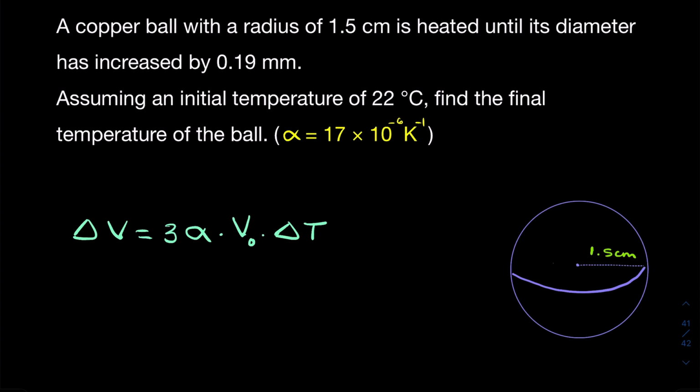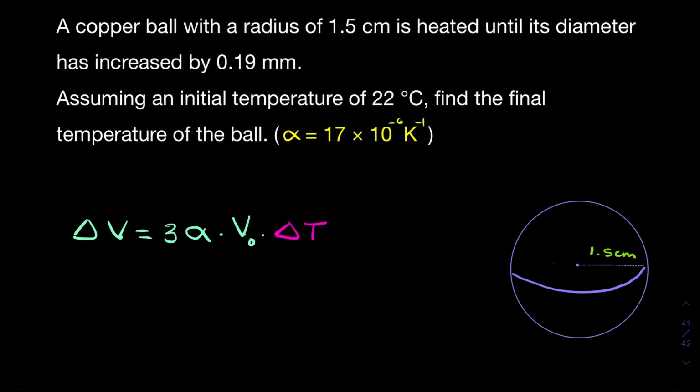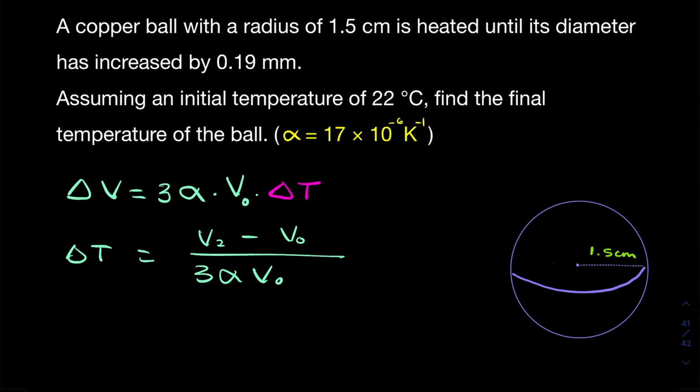So let's rearrange to find the change in temperature, because this is the first thing we're going to be using. So our change in temperature will be delta V over 3 alpha V naught. Now delta V, the change in volume, is simply the final volume, the volume after expansion, minus the initial volume, the volume before expansion. And there's a formula we can use to find the volume of a sphere. We just need to find the radius, so the radius before expansion and the radius after expansion.